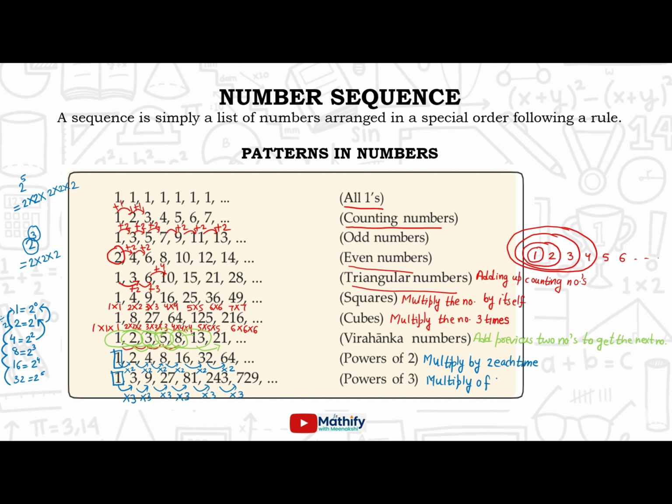So if it's power of 4, you will multiply by 4. Power of 5, you will multiply by 5. But here you have to be careful for one thing. That first number should be 1. Then only you can say powers of that number.